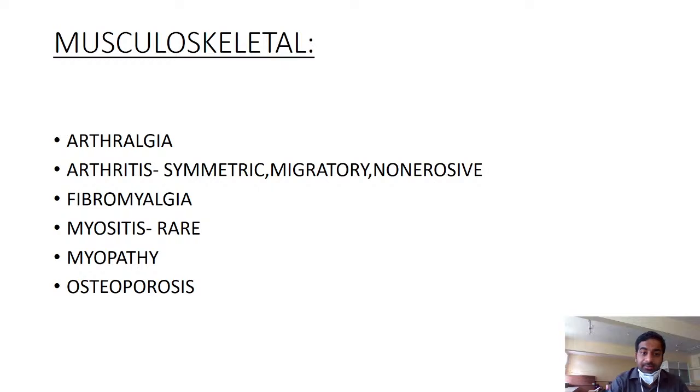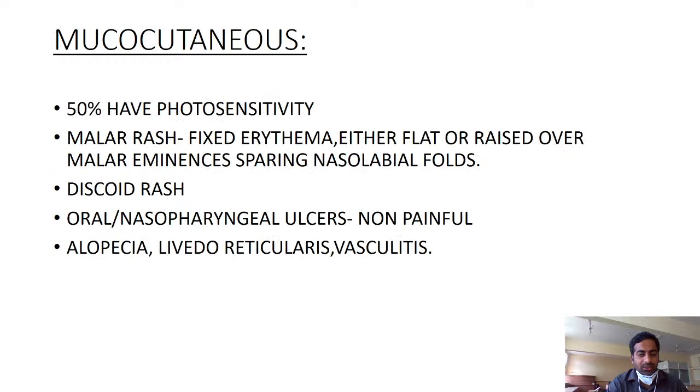In RA it is also symmetric and migratory, but they'll have more early morning stiffness, and RA can be erosive. This is always non-erosive. The main differentiating factor is that ANA is positive in SLE, whereas anti-CCP is positive in RA. That's how you differentiate these two.